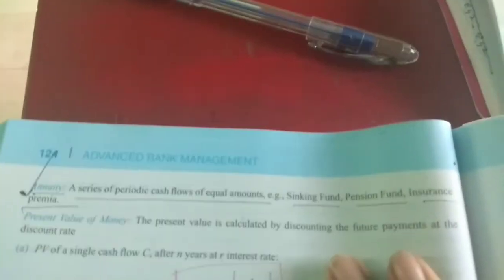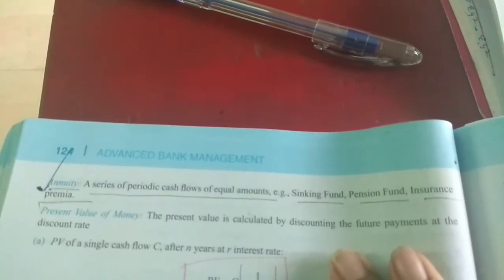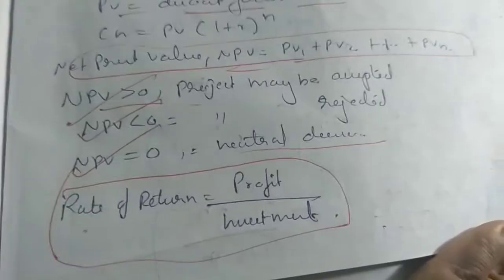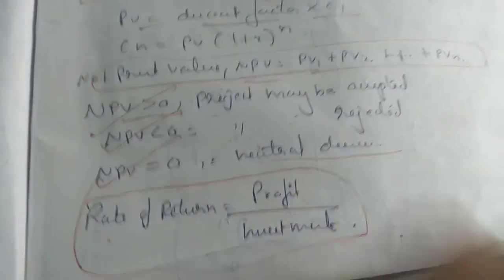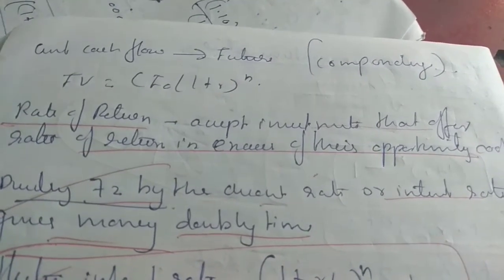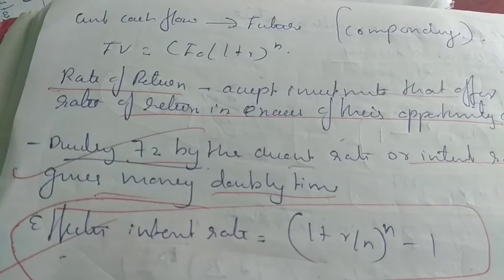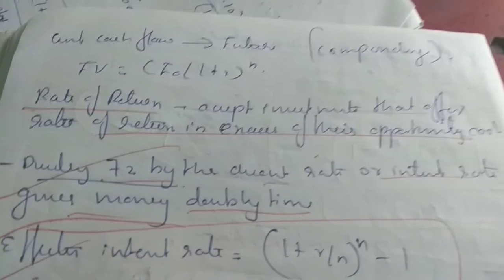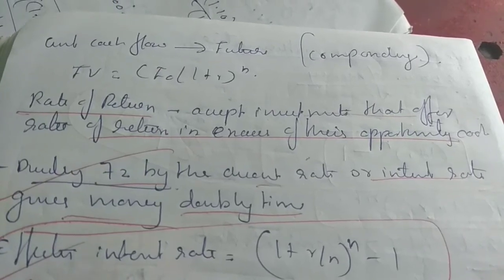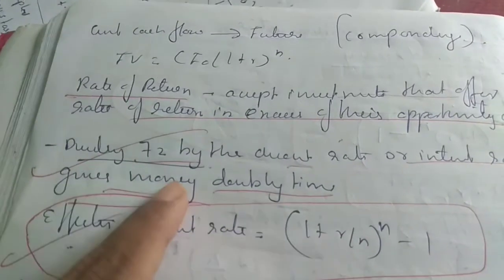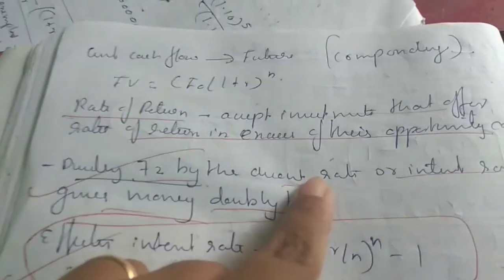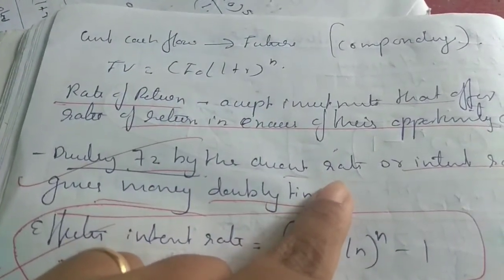Sinking fund, pension fund, insurance premium are examples of annuity. Sinking fund is very important. It has also already been asked in the exam. Rate of return is profit by investment. Accept investments that offer higher rates of return in excess of opportunity cost. Dividing 72 by the discount rate or interest rate gives money doubling time. It's very important. We all know dividing 72 by the interest rate or discount rate will give doubling time.